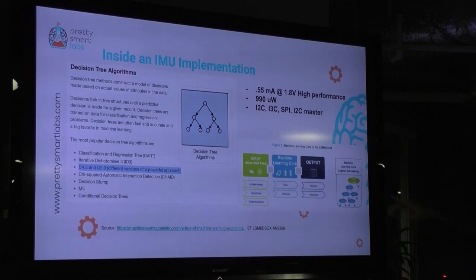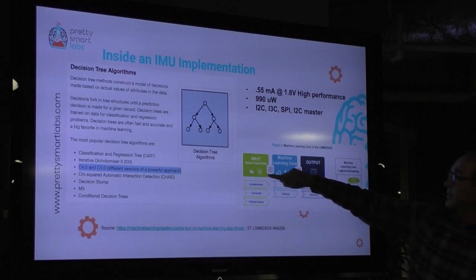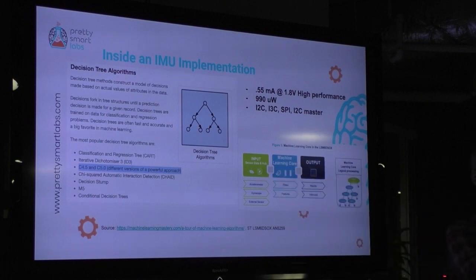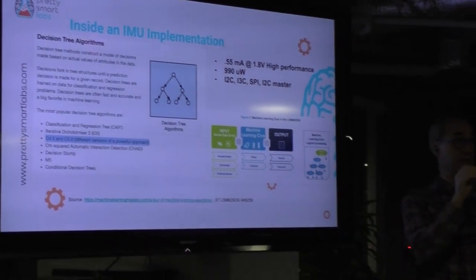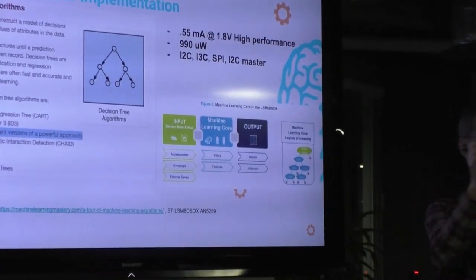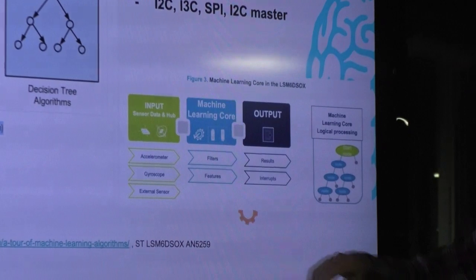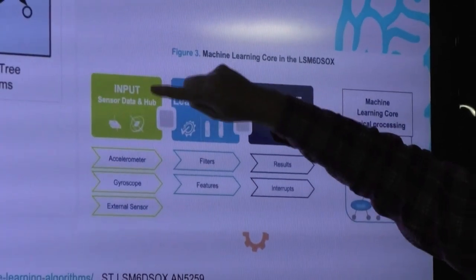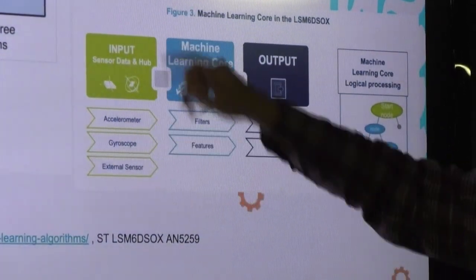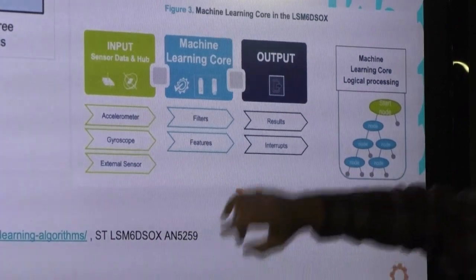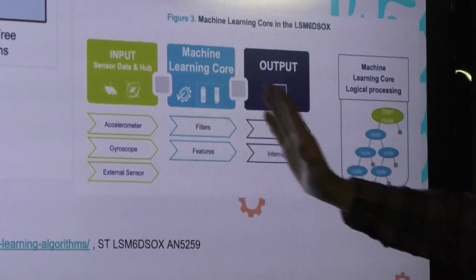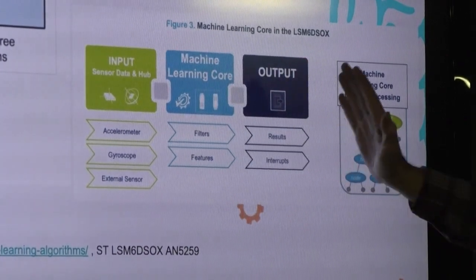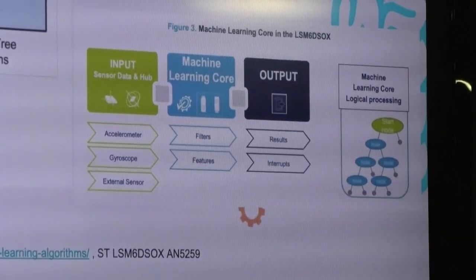The way they're doing it is in the little chip, which is very small, by the way. It's 2.5 by 3 millimeters. They have the input, which is the accelerometer and the gyro. They have this feed the machine learning core, and the machine learning core makes an output.